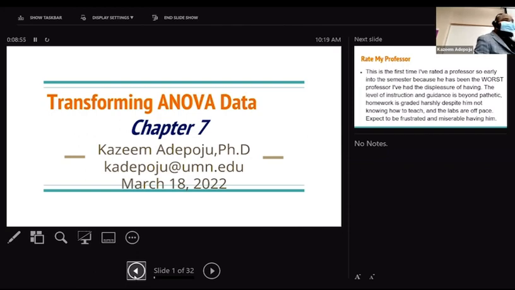We need this particular topic if there's a violation. But if everything is good, if there's no violation, we don't need this. That is what we call transforming ANOVA data. But let me tell you this.